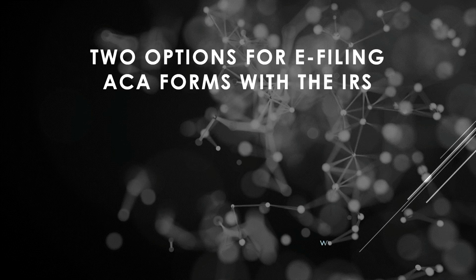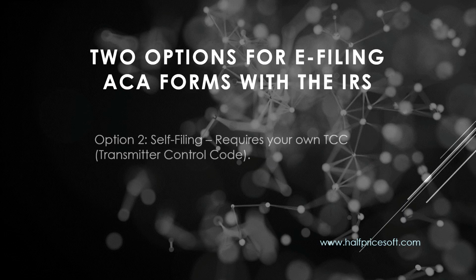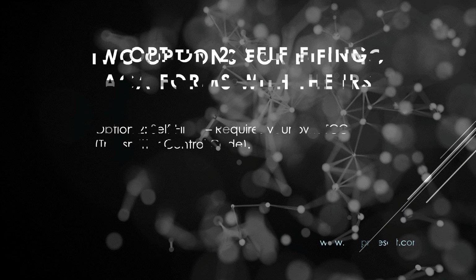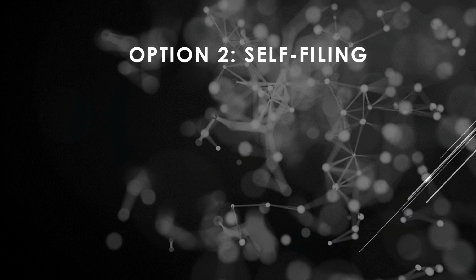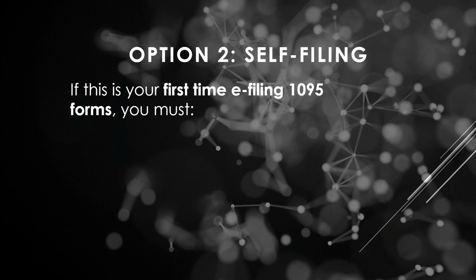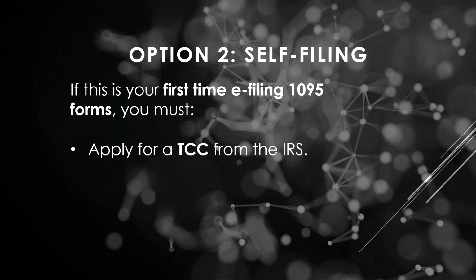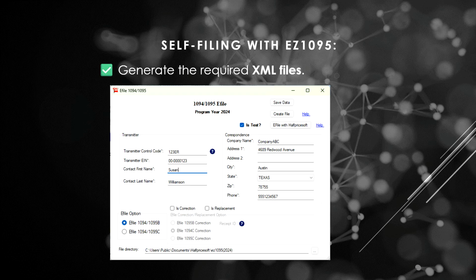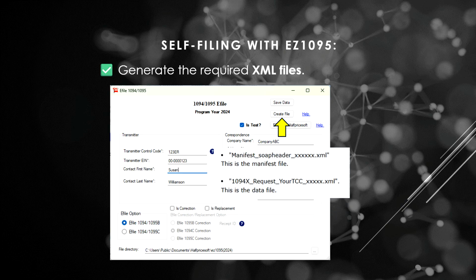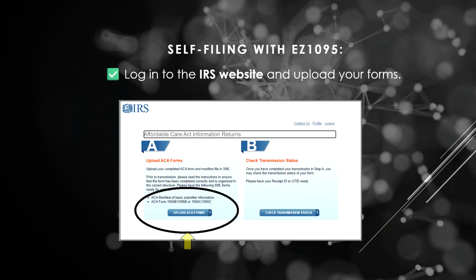Option 2, self-filing. Use your own TCC to submit directly. If this is your first time e-filing 1095 forms, you must apply for a TCC from the IRS. Pass ACA testing to move your TCC from testing to production status. Once approved, you can generate the e-file XML files, validate your data, and submit the file to the IRS using your own TCC.